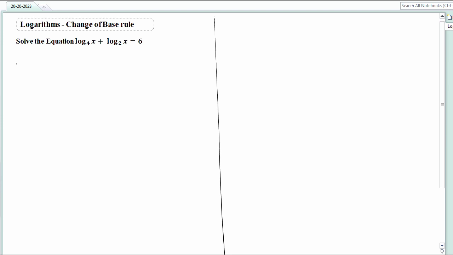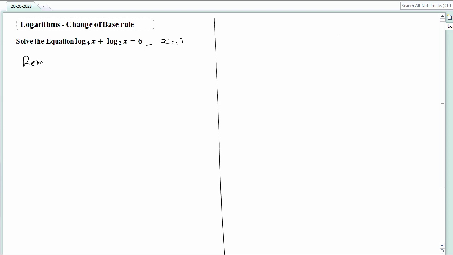I would like us to look at the change of base rule as applied to logarithms. And here is a question telling us to solve the equation log x base 4 plus log x base 2 equals 6. Solving an equation means we are going to get the value of x. Let's proceed.